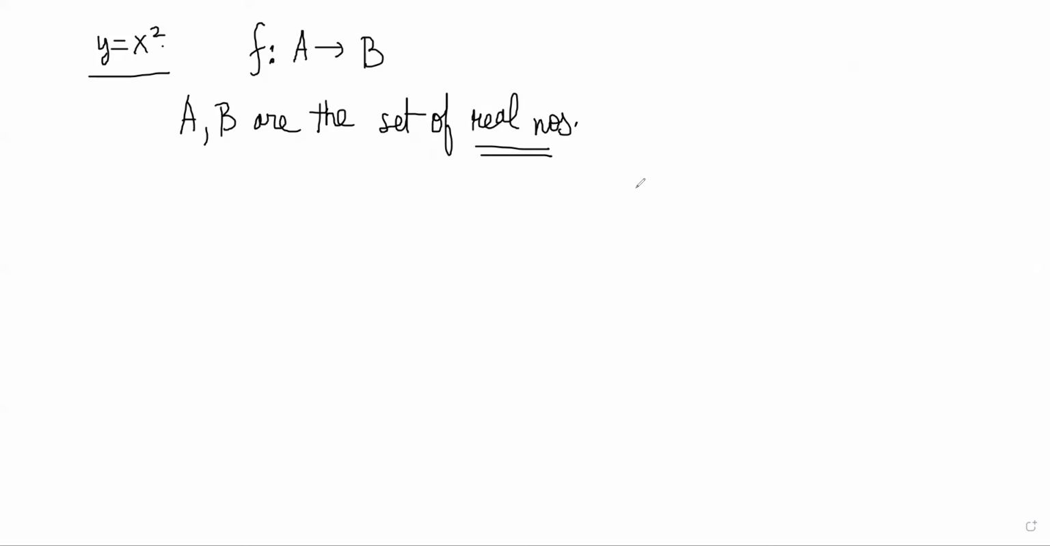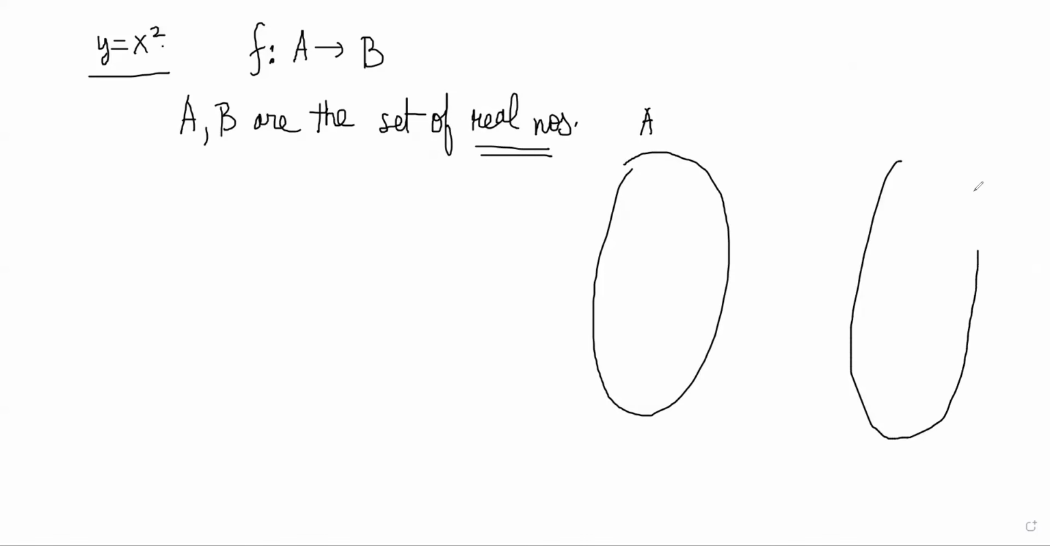Yes, sir. Now, if you draw, set A is the set of all real numbers, and set B is also the set of all real numbers. Basically, any number that you can think of is part of this set, right? Yes, sir. Obviously, there are infinite elements in this set. Similarly, any number that you can think of is part of this set, right?